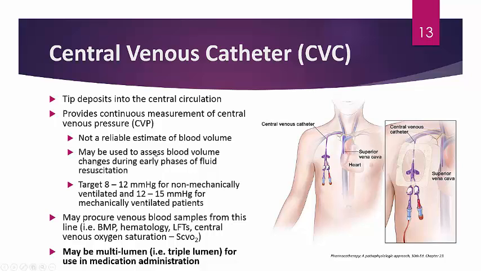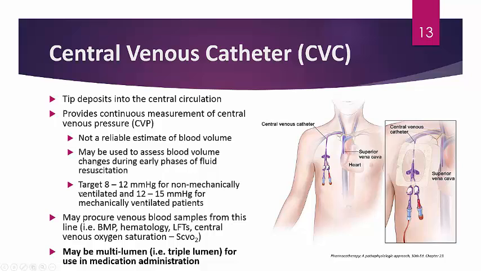It may be used to assess blood volume changes during early phases of fluid resuscitation. So if you have a patient who comes in with shock, for example, you may find some benefit out of using CVP in these patients. Say they had a low CVP to begin with, and then you start fluid resuscitating them and their CVP increases. That may indicate that your fluid resuscitation may potentially be successful, barring any other types of monitoring.